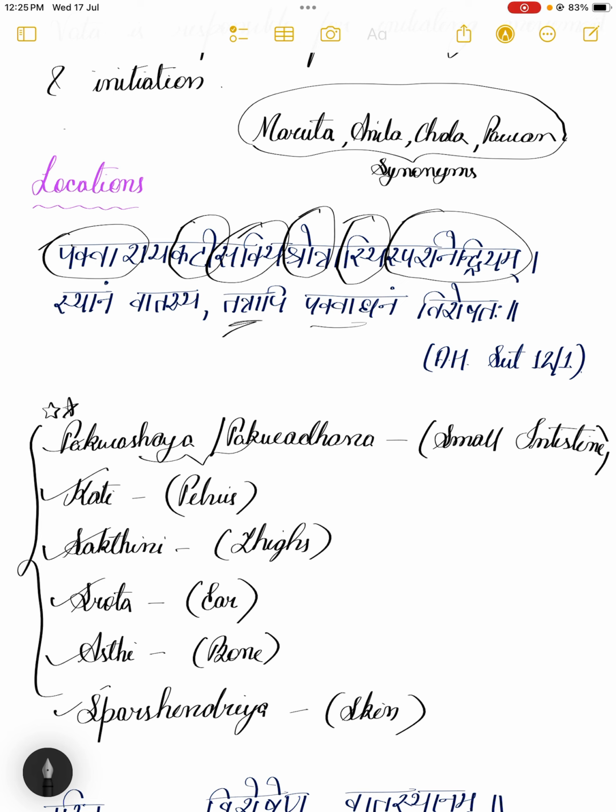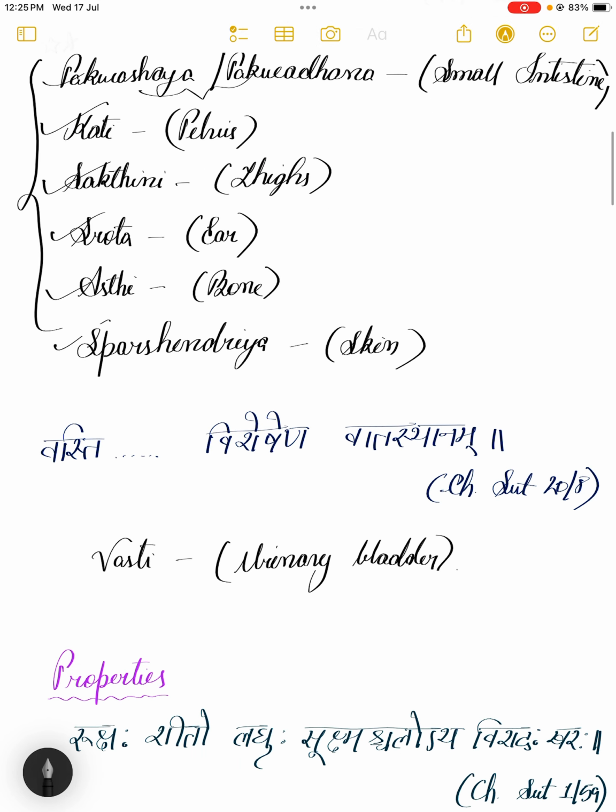Tatrapi Pakwadhanang Visheshatah. Now, what does this mean? It is a very important term. Tatrapi Pakwadhanang Visheshatah is referring that Pakwadhan is the main site, or Acharya Vagbhat has considered Pakwadhan as the main site of Vat dosh. So these were the locations of Vat dosh according to Acharya Vagbhat.